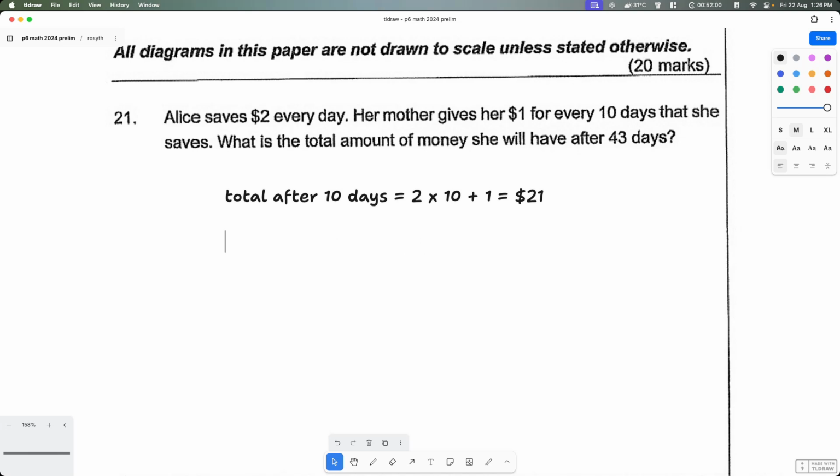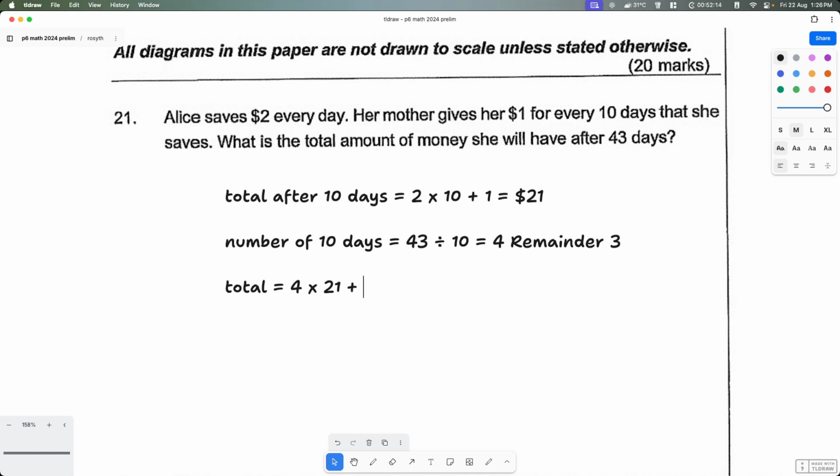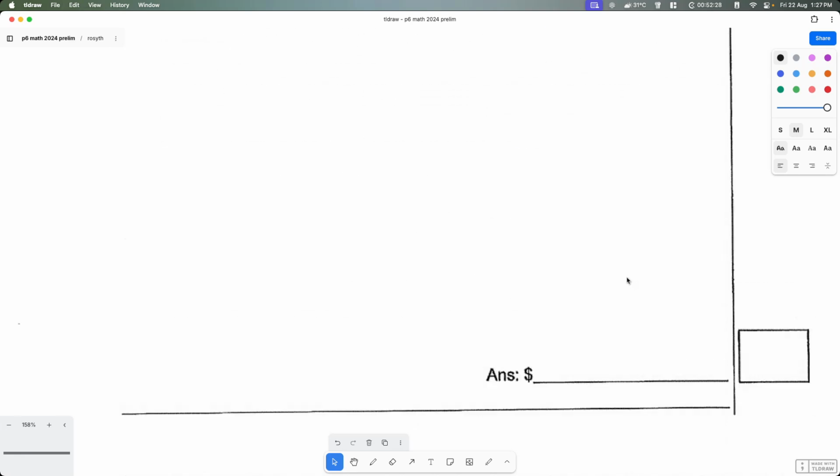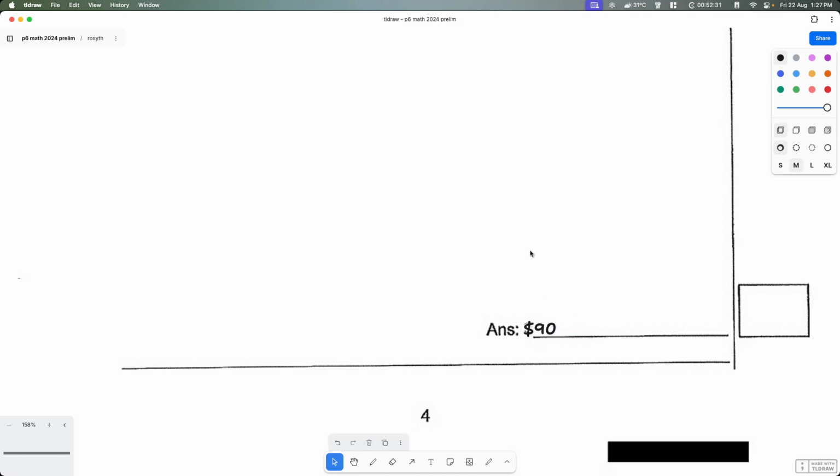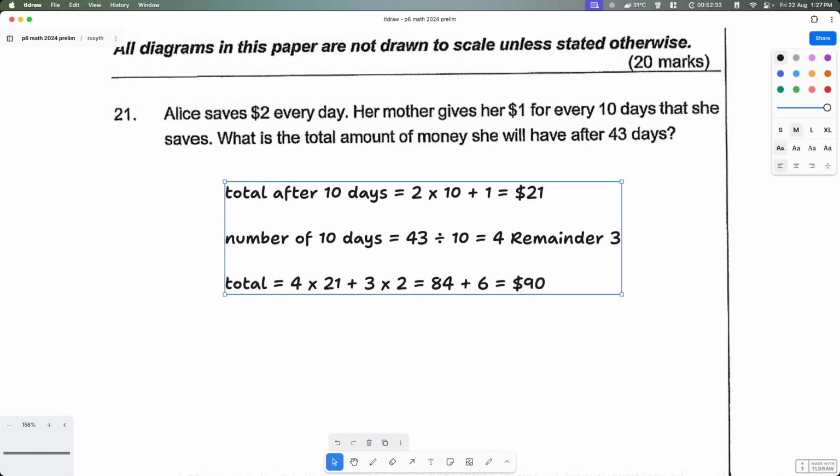Number of 10 days is equal to 43 divided by 10, which is equal to 4, remainder 3. So total is equal to 4 times 21 plus 3 times 2, which is $84 plus 6, equal to $90. There you go, that's the answer for this question, $90. Let's move on to the next question.